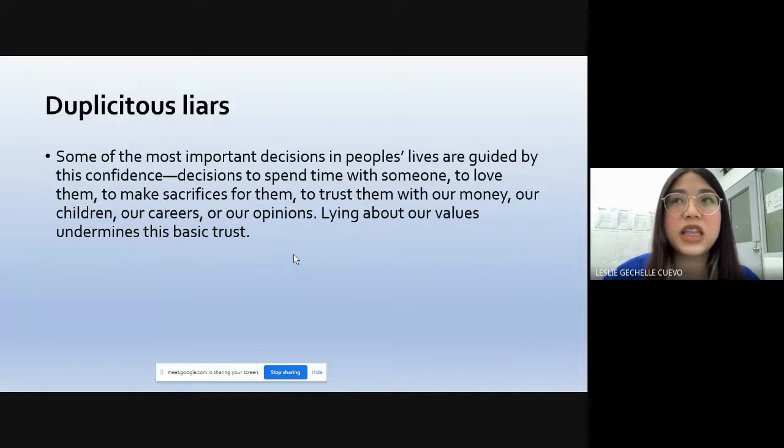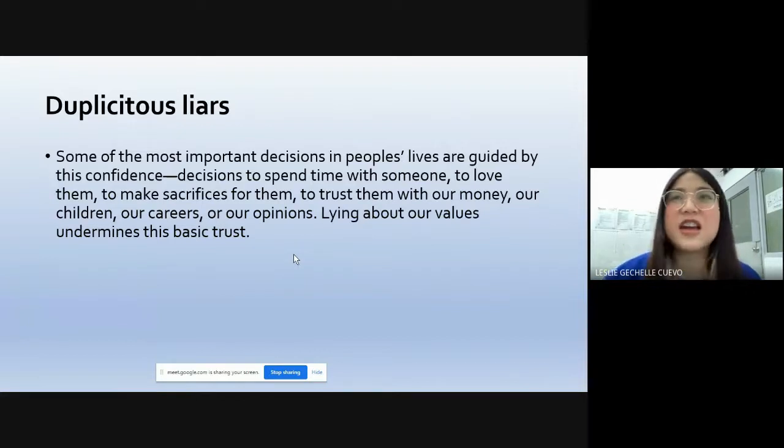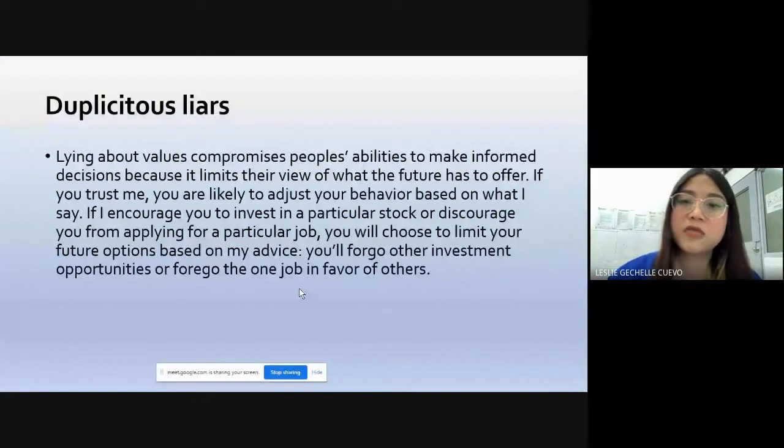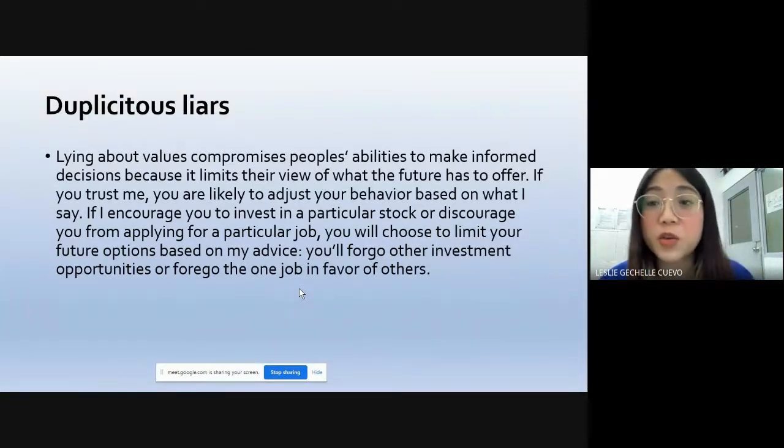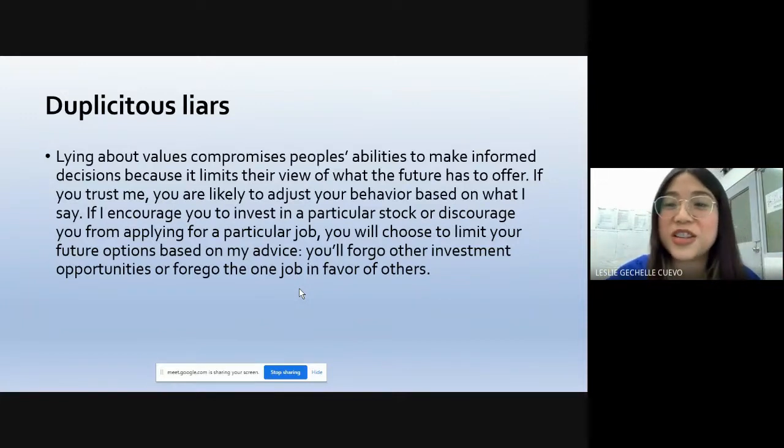So yun. Kung may ipinakita siya, ganito ang values ko. So tinanggap mo siya kasi nga ganda daw yung values niya. Tapos kalauna na pag alaman mo, hindi naman pala ganun. So the trust will be broken. Lying about values compromises people's abilities to make informed decisions because it limits their view of what the future has to offer. If you trust me, you are likely to adjust your behavior based on what I say.